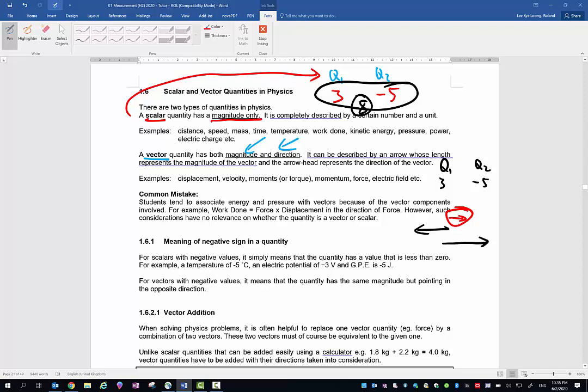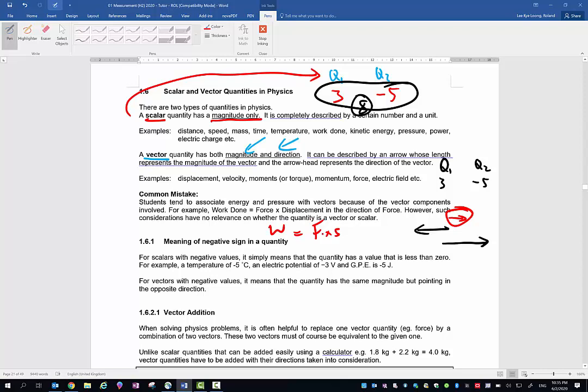Okay, but sometimes in the Cambridge question they do ask which of the following are vectors, which of the following are scalars. Now this thing you need to know, it's not something that is derived. For example, force is a vector because force has direction, correct? Displacement is a vector because displacement has direction.